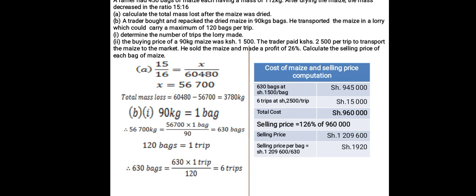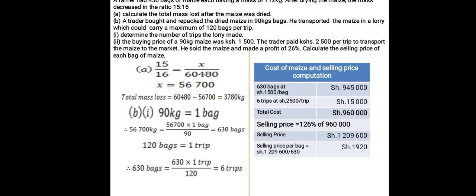Now we continue. We have been told that a lorry can only carry 120 of the 90 kilogram bags. So 120 is equal to one trip the lorry can make. What about 630? How many trips will the lorry make with 630 bags? We take 630 divided by 120. We find that the lorry will make 6 trips. So for part B, we have been asked to determine the number of trips the lorry will make. So we conclude with 6 trips.